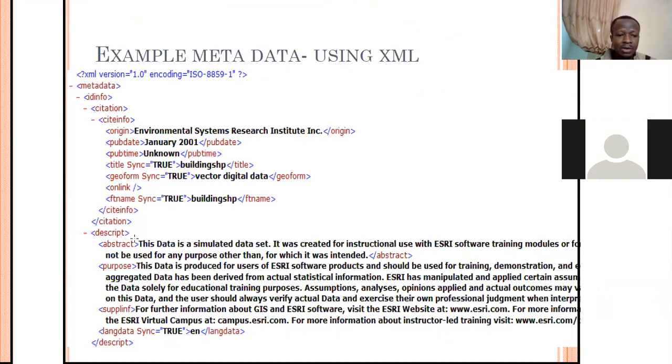So that's identification information. The data is a simulated data set. It was created for instructional use, so you don't go and use it for a UN project. This metadata can be sent to you before you actually buy the actual data, so we are not even talking about the actual data. GIS sees this as important because you can design the metadata before you even collect the data, or you can use the metadata to purchase data. So there are two uses for metadata.